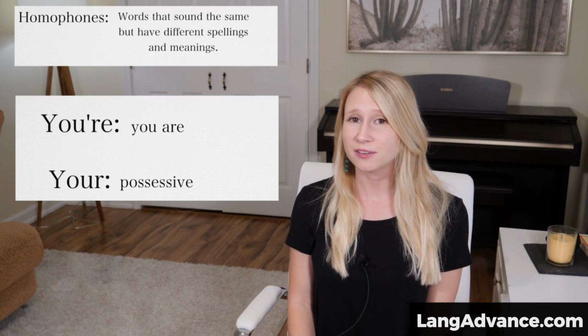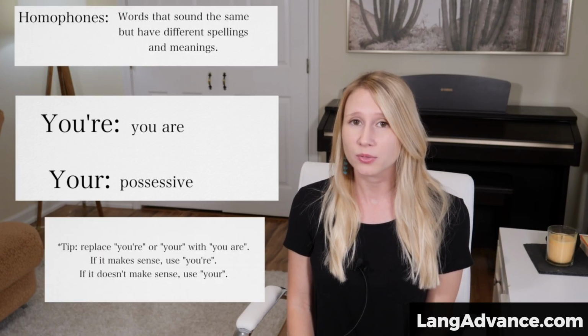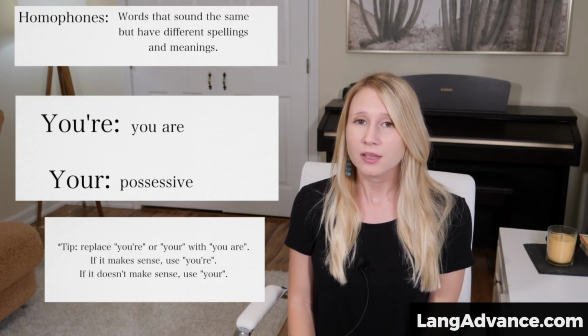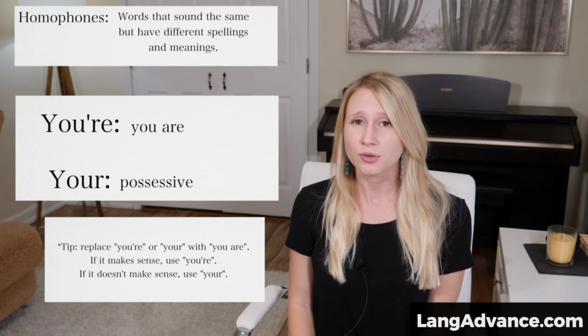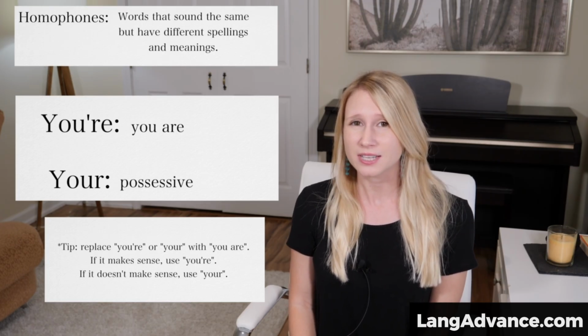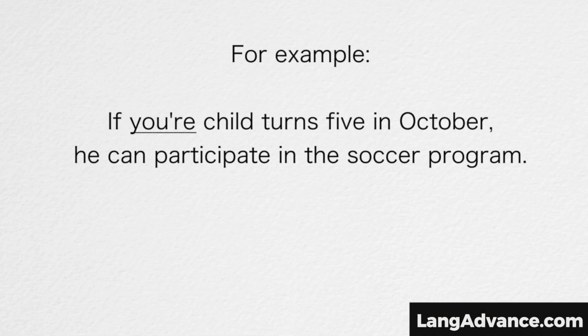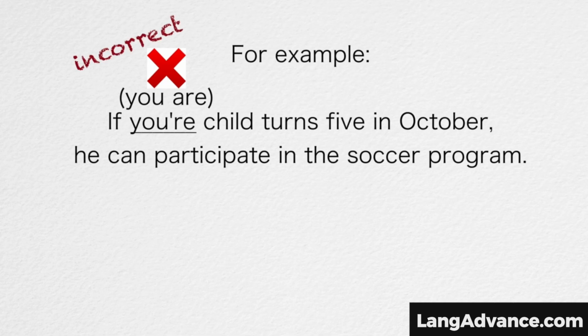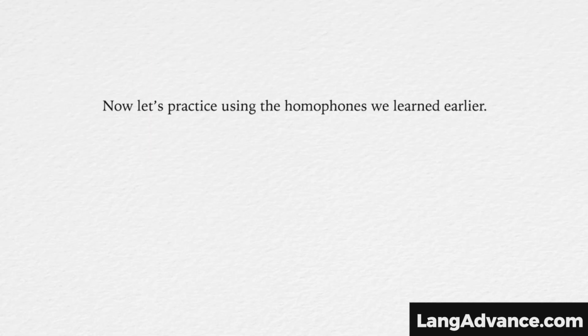A trick to see if you've used the right your is to replace your with the words you are. If it makes sense, then you know you need to use you're. If it doesn't, then you need to use your. For example, if your child turns 5 in October, he can participate in the soccer program. If you are child does not make sense, so this would be incorrect. I would need your. Now let's practice using the homophones we learned earlier.